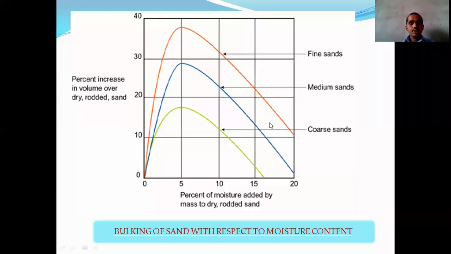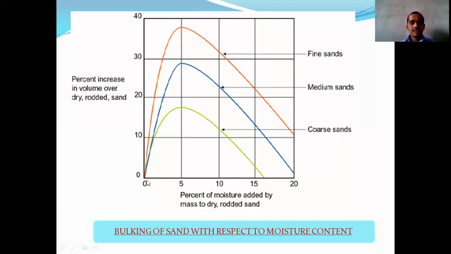We can understand the effect of moisture content on the bulking of sand. For coarse sand, the percentage of moisture content is represented along the horizontal axis, that is the x-axis. The percentage increase in volume, that is the bulking percentage, is represented on the vertical axis, that is the y-axis. The green color shows the coarse sand bulking, blue is for medium sand, and the next one is for fine sand.